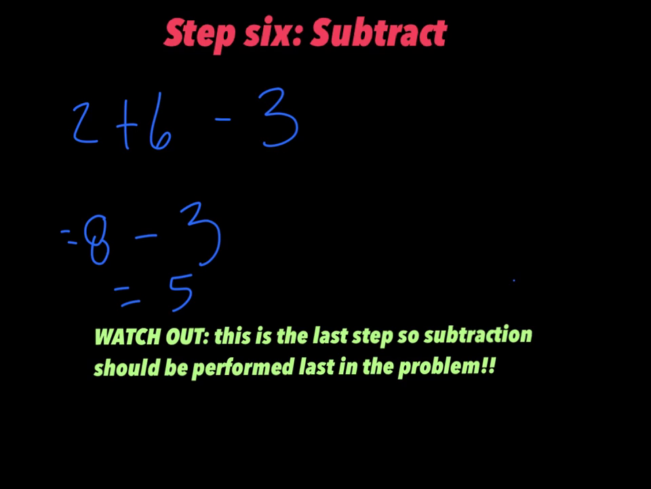Subtraction can be a little bit tricky. Being the last step in the order of operations, you need to be cautious of what else is in the equation. So in this case, 2 plus 6 minus 3, you need to do the addition first, because addition comes before subtraction. Step 5 before step 6. So you would start with 2 plus 6, which equals 8. Then you would bring down the minus 3, so now your new problem would be 8 minus 3. And like I said, being the last step, 8 minus 3 equals 5.